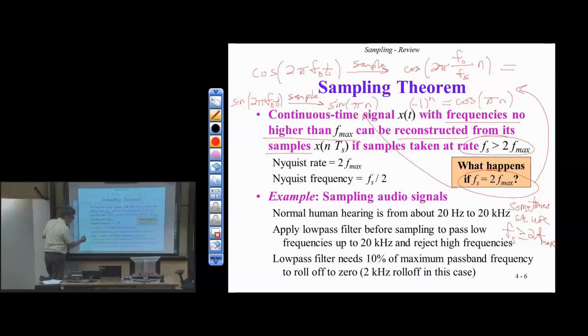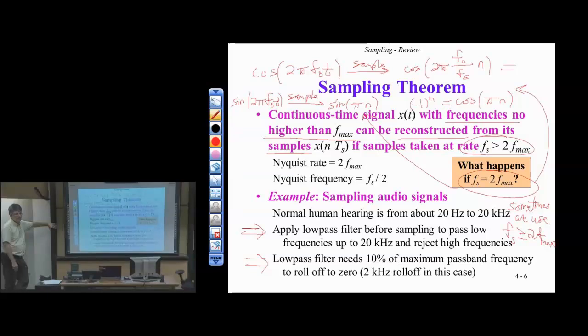So we want to sample an audio signal. We want to apply a low-pass filter before sampling. We want to pass frequencies up to and including 20 kilohertz, and then reject high frequencies. But we know from filter design in homework, certainly in homework 2 and homework 3, that we need this roll-off between passband and stopband. So if the passband frequency is 20 kilohertz, our stopband frequency really is going to be 22 kilohertz.